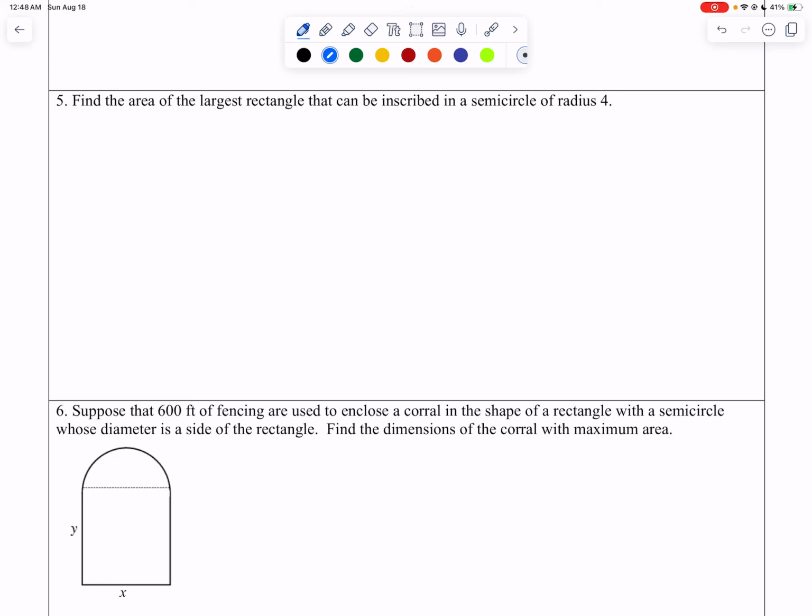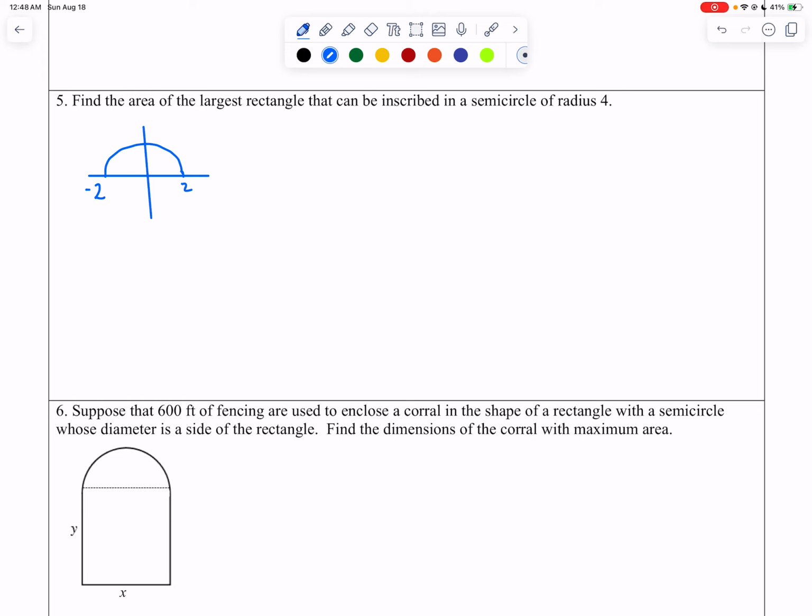Alrighty, number 5. We want to find the area of the largest rectangle that can be inscribed in a semicircle of a radius of 4. So we have a semicircle here that is a radius of 4, which means that we're going to have an x value of -2 here and an x value of 2 here.